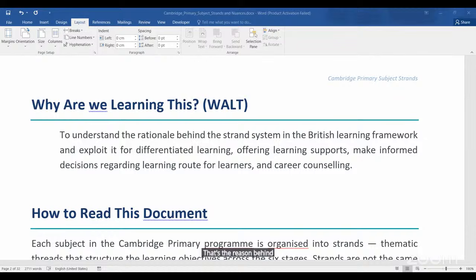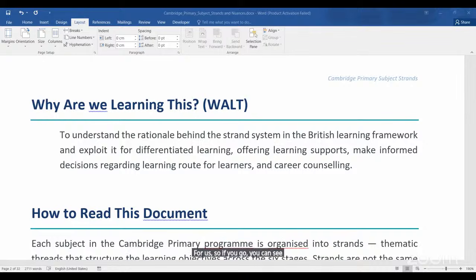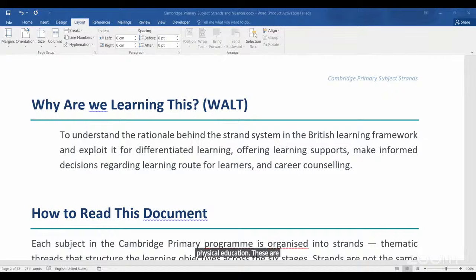So we have come to the end of the subject strand system and the analysis. I did not finish, but I'm going to drop this one for us. If you go, you can see global perspectives, art and design, music, well-being. It's a subject, yes. Physical education. These are the subjects that we have, 13 of them. So if you go through them, you'll be able to read them.